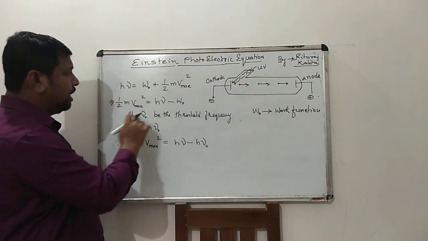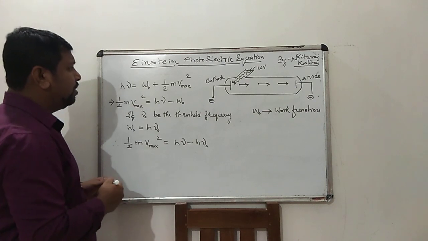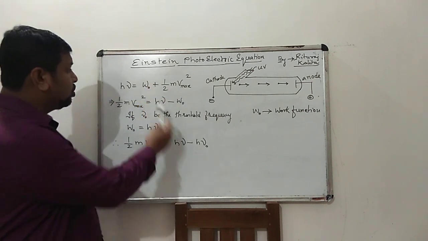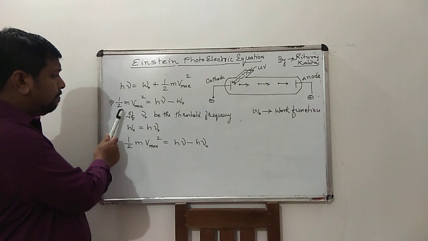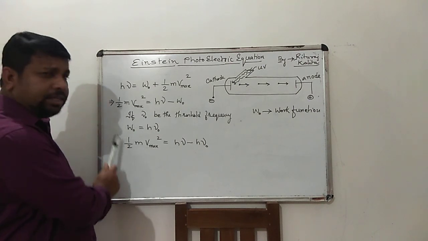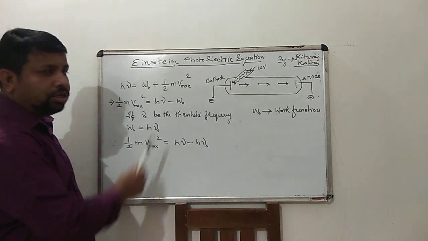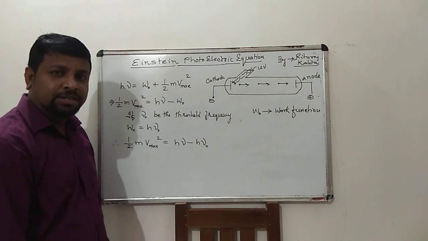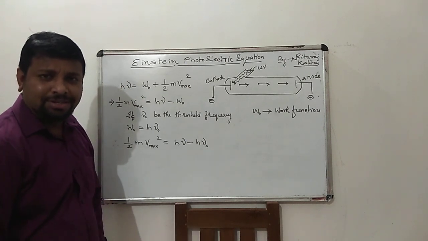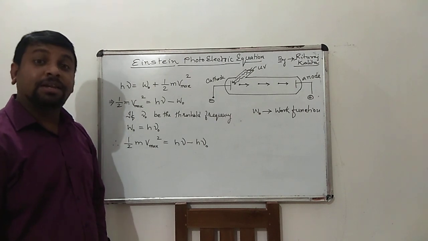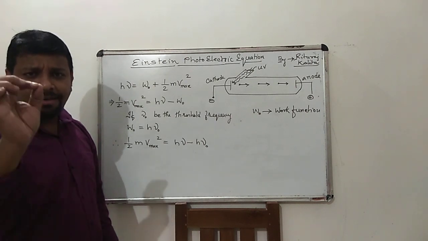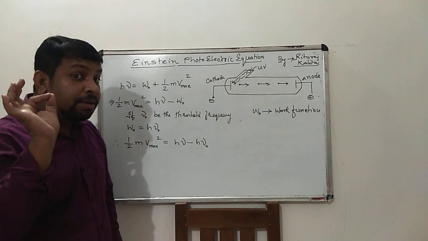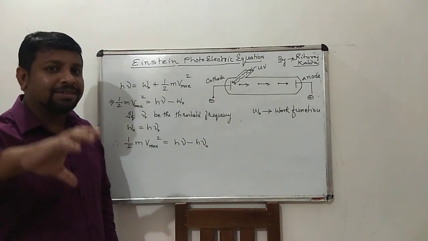According to conservation of energy, h nu equal to W naught plus half m Vmax square. So the maximum kinetic energy equals h nu minus W naught, where W naught is the work function. We know under what conditions electrons are ejected: if a minimum, suitable frequency is incident on the metallic surface, then the metallic surface ejects the electrons.